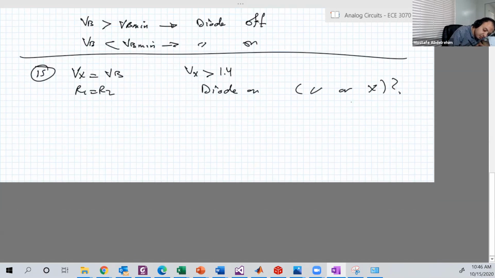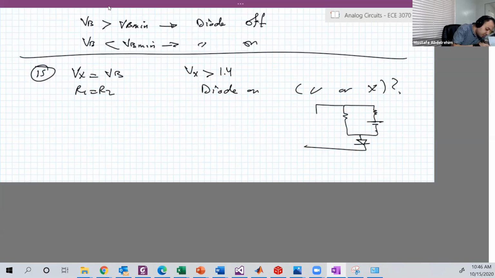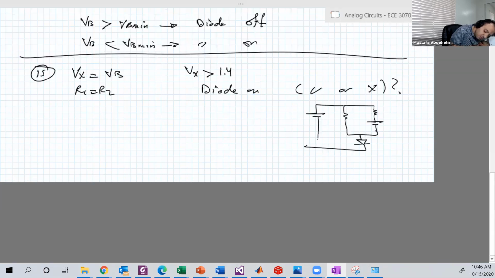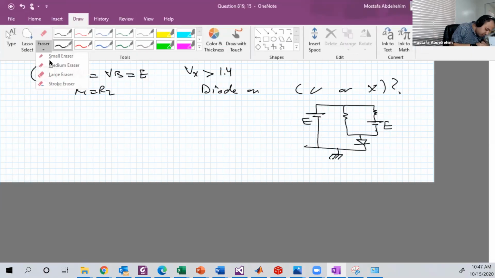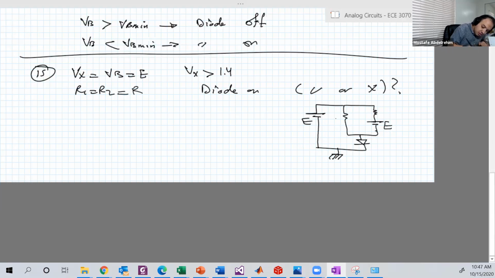This is a circuit. Let's even draw it, with battery symbols. So Vx is equal to VB, call it E. So E, whatever, because they are equal. So call them with the same symbol. And again, R1 equal to R2, so call them R. So R and R.